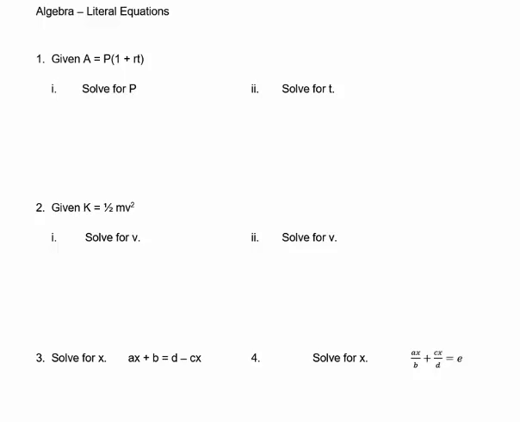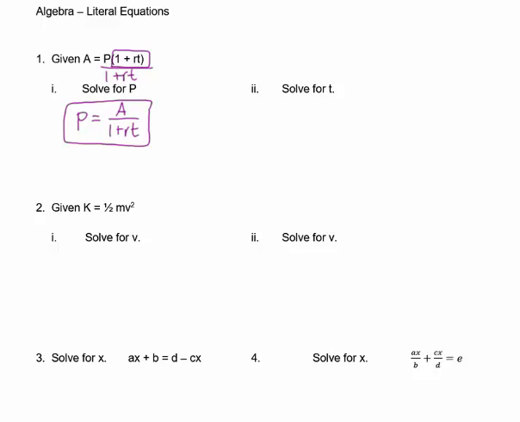The first problem we're solving for p, we're just going to move this entire expression to the left-hand side of the equation. How are we going to do that? Well, it's attached by multiplication to the p, so I'm going to divide both sides by 1 plus RT, and so I get p equals A over 1 plus RT.